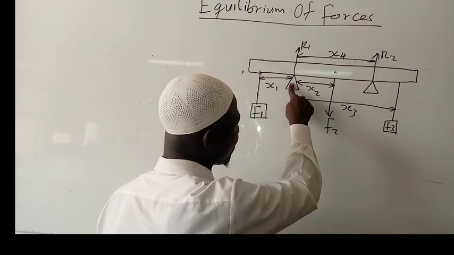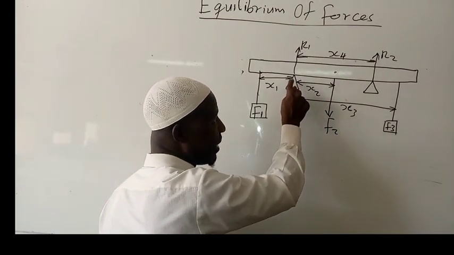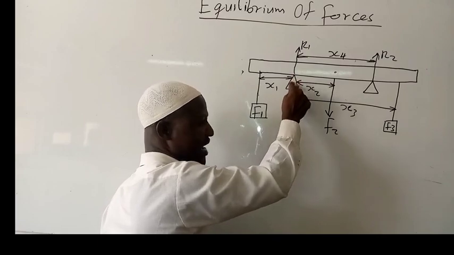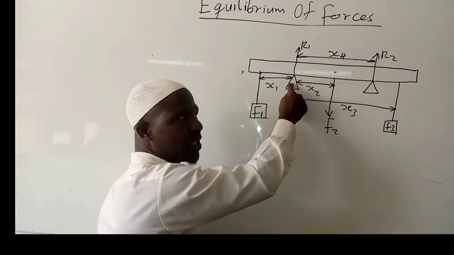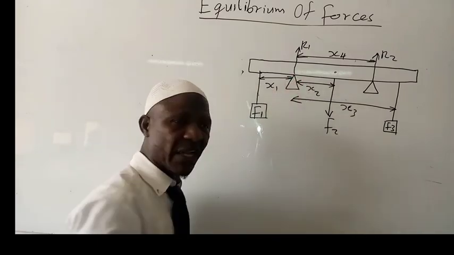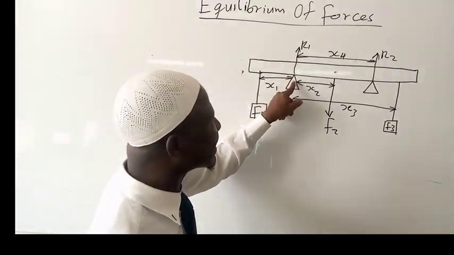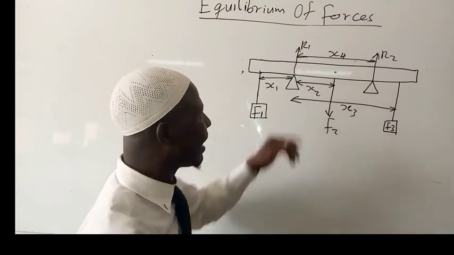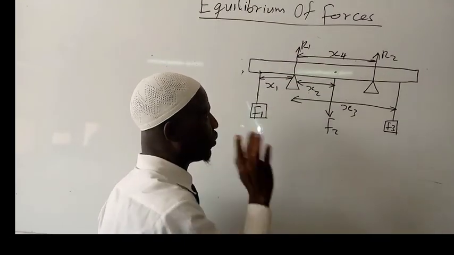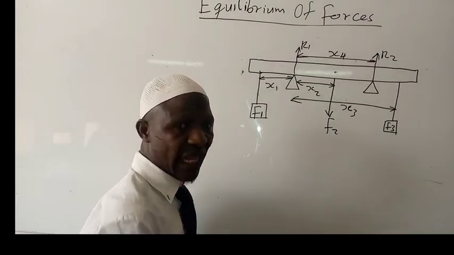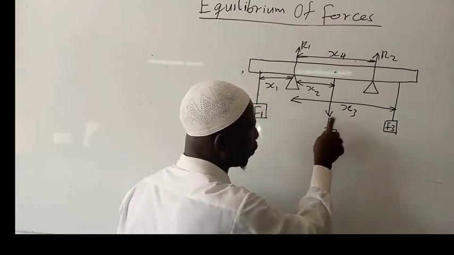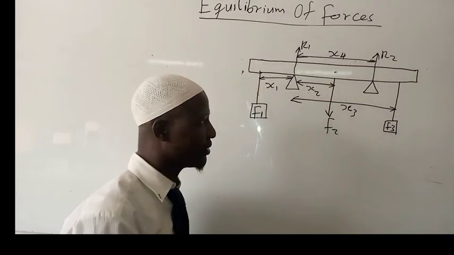Let's take our moment from here. When you are taking moment here, the moment of the force at this point is equal to 0, because moment itself is force times perpendicular distance, and the perpendicular distance of this one is 0. So automatically this one will become 0. Then we are left with 1, 2, 3, 4 forces.